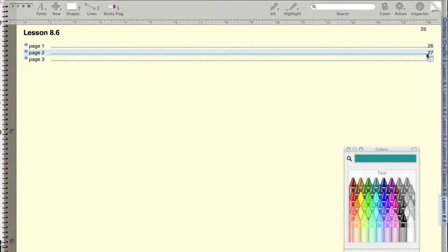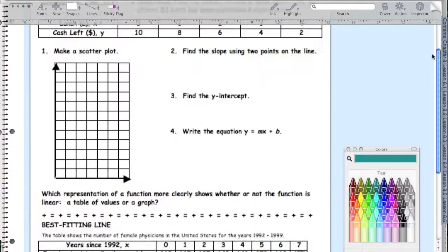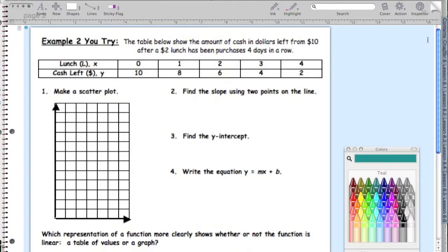Let's try a little bit more, same concept. In example 2, you try. It says the table below shows the amount of cash in dollars left from $10 after a $2 lunch has been purchased 4 days in a row. So these are just random data points. We're just going to go ahead and graph them.